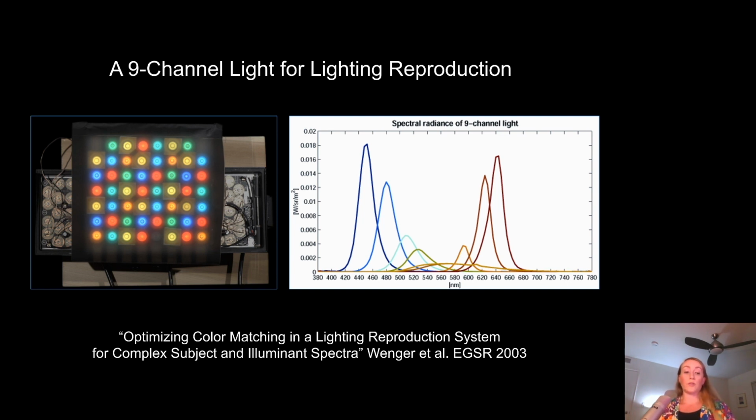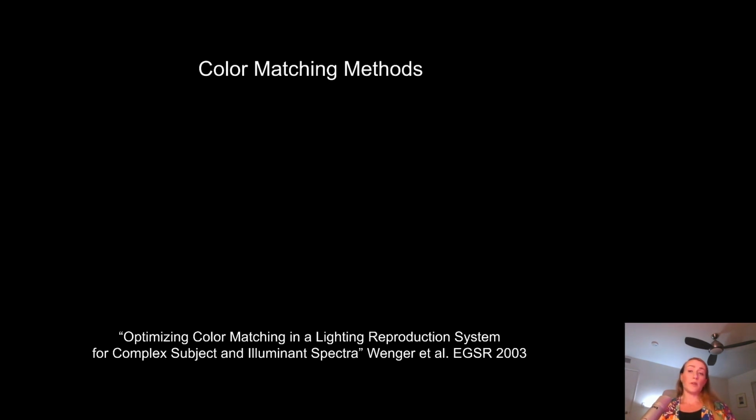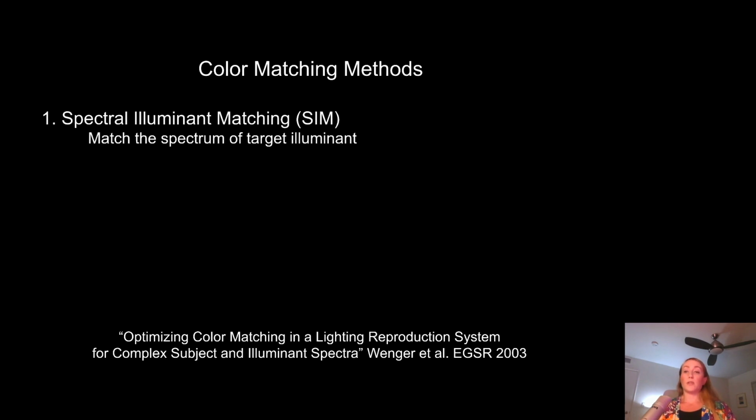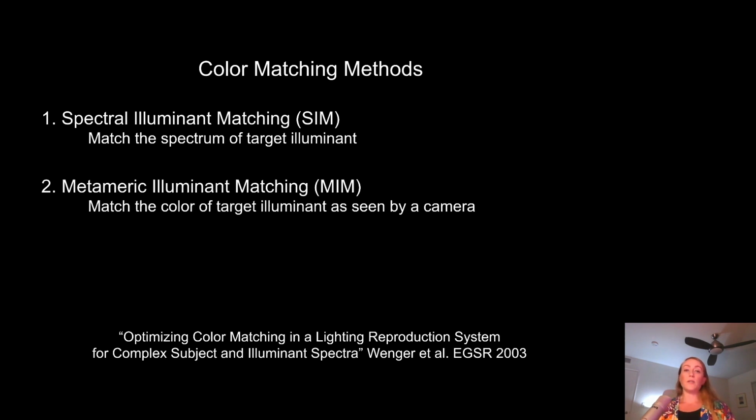introduced 3 approaches that were all based on spectral measurements. We already saw the first 2, but I'll summarize them. First, in what they call spectral illuminant matching, they minimize spectral error directly for a target illuminant. Next, in what they called metameric illuminant matching, they tried to match the color of the target illuminant, which requires a specific observer or camera because color is in the eye of the beholder.